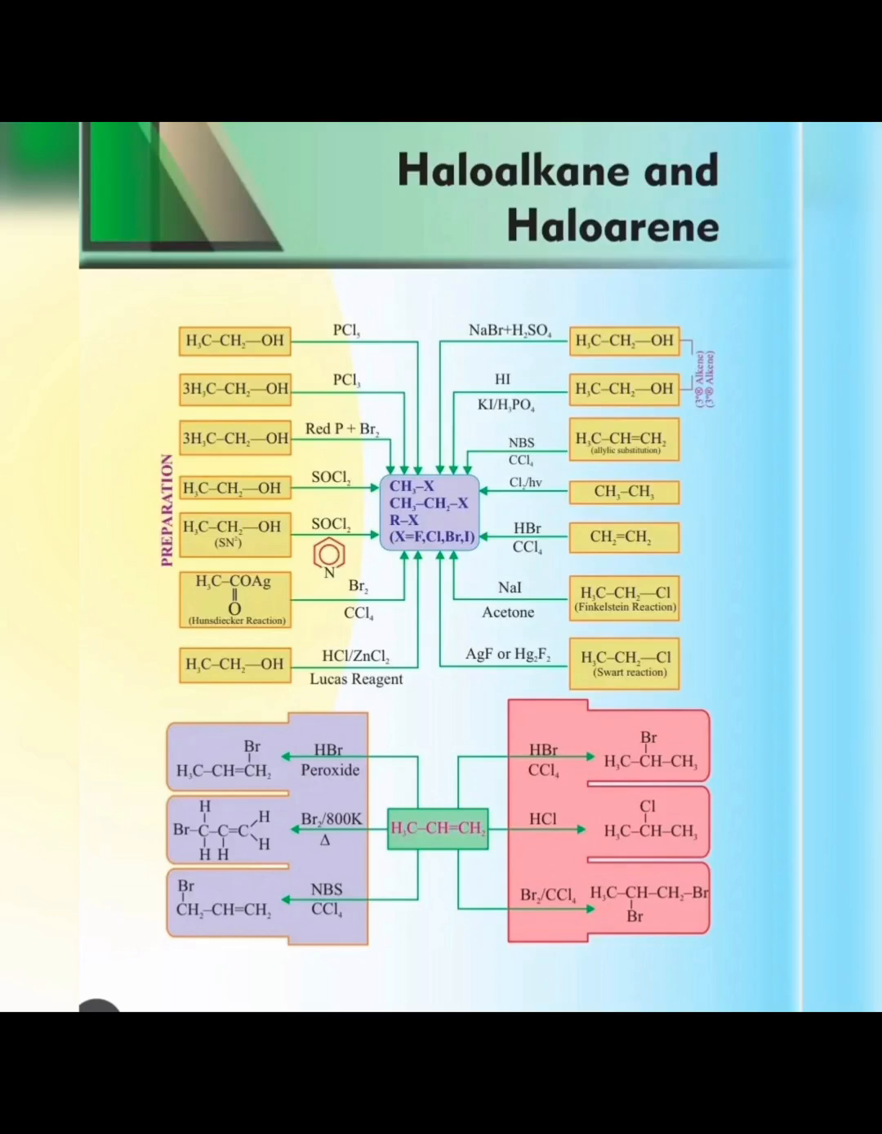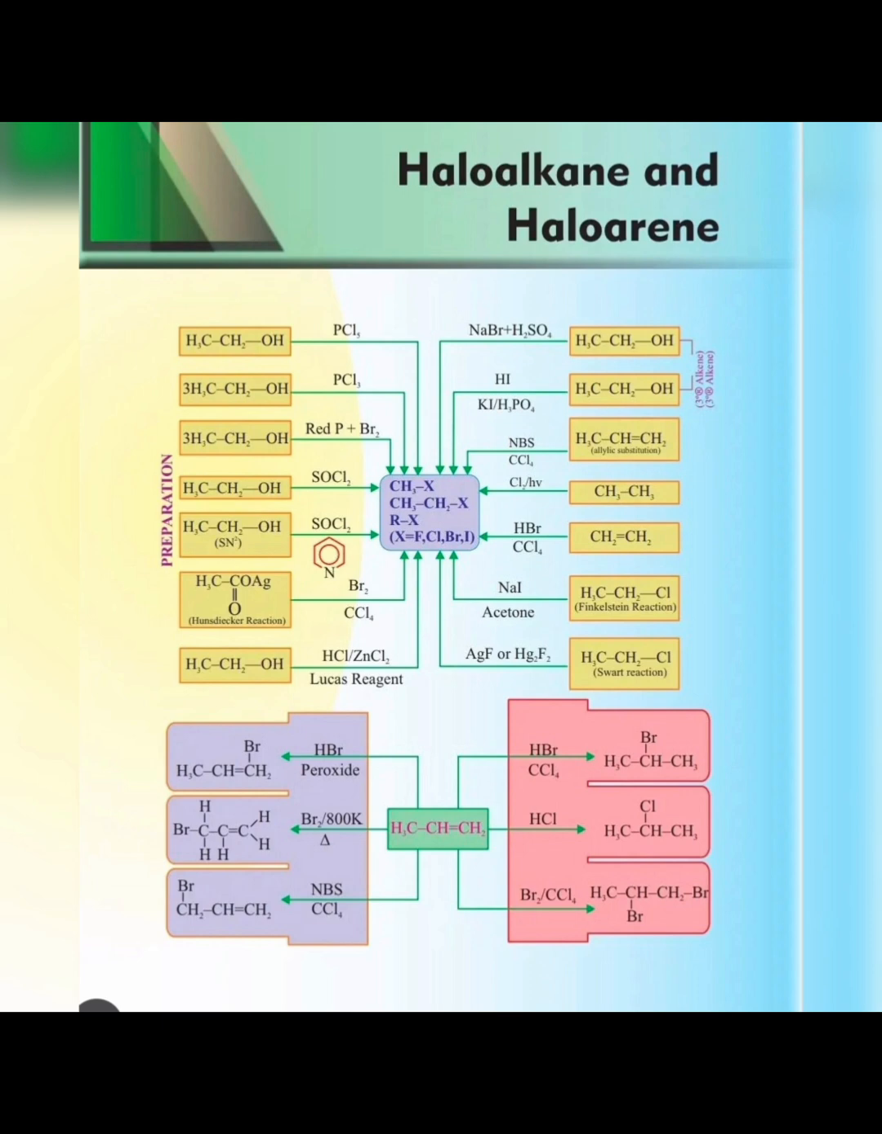Hi everyone. Today we will discuss haloalkanes and haloarenes, that is, halogen derivatives of alkanes and aromatic hydrocarbons. When a hydrogen atom of an alkane is replaced with a corresponding number of halogen atoms, that compound is considered a haloalkane. Similarly, when a hydrogen atom of the benzene ring gets replaced with a corresponding number of halogen atoms, that compound is considered a haloarene.